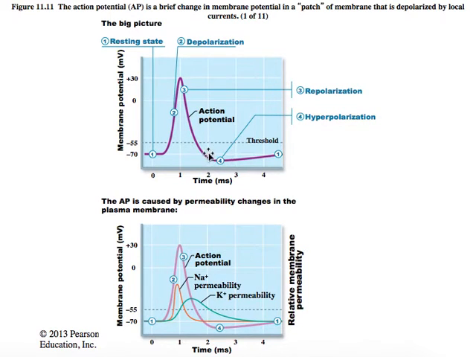And number 4, the fourth step here, is called hyperpolarization. The sodium channels are completely closed at this point, and the potassium channels are still open for a period of time that allows for more potassium to leave the cell than is even necessary to establish a resting membrane potential, and it eventually gets back to rest. But it overshoots rest, so it's called a hyperpolarization for that reason.